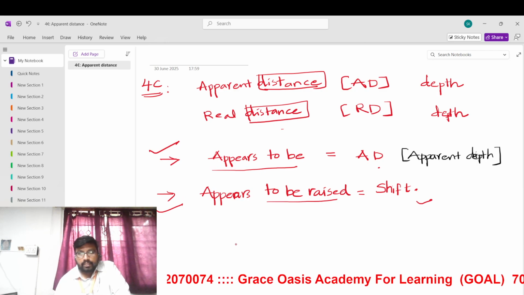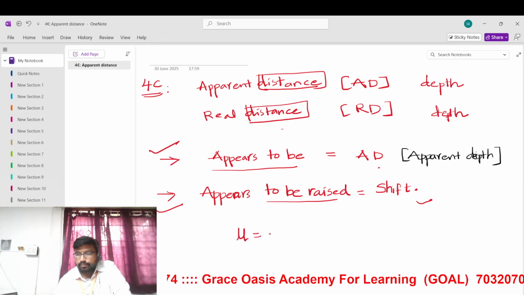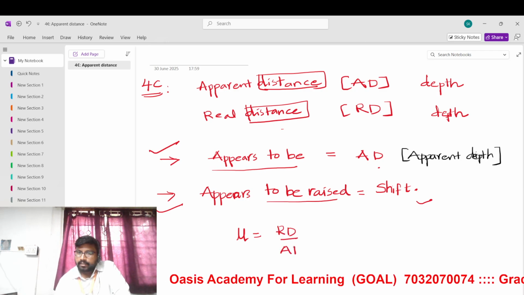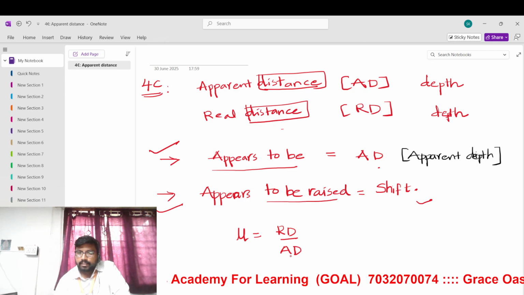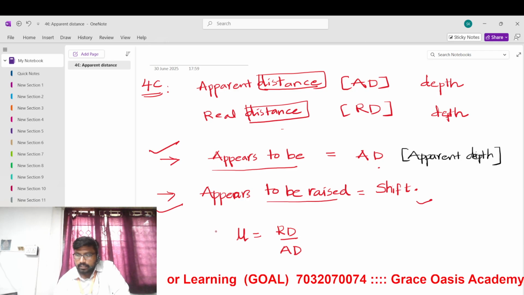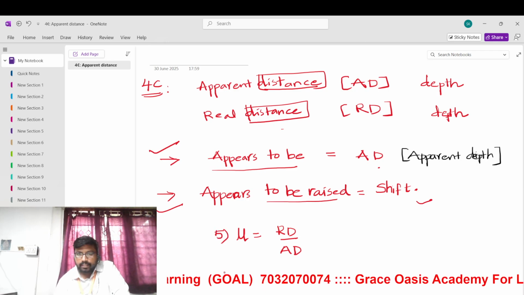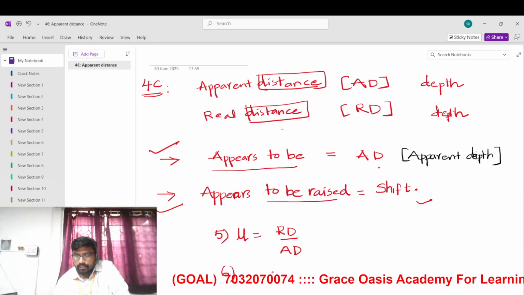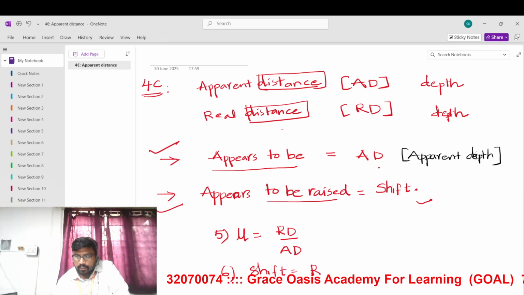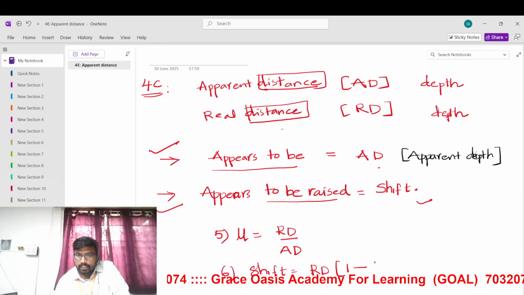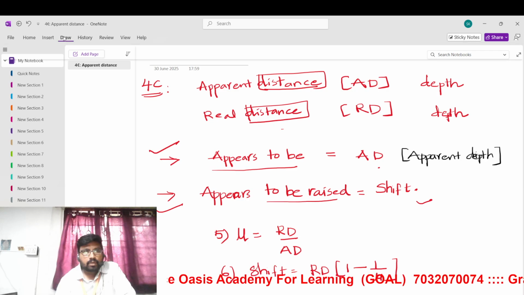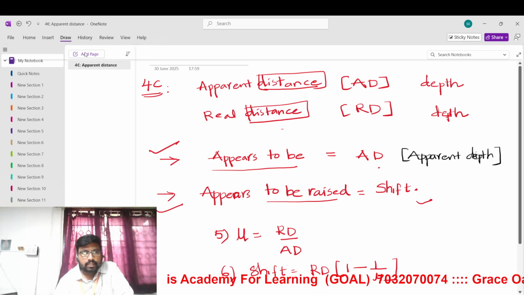Here the formula will be mu equals RD by AD. RD means real depth, AD means apparent depth. So this is the fifth formula. The sixth formula is shift equals RD into 1 minus 1 by refractive index. So these are the formulas we are going to use for the further problems.